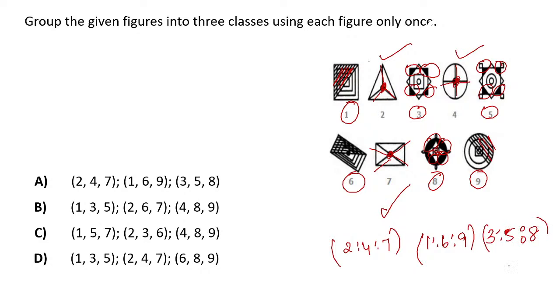It might look like a very challenging question, but it's very simple. So which of the options has this? 2, 4, 7, 1, 6, 9, 3, 5, 8? Yes. It's only option A. So the answer is option A.